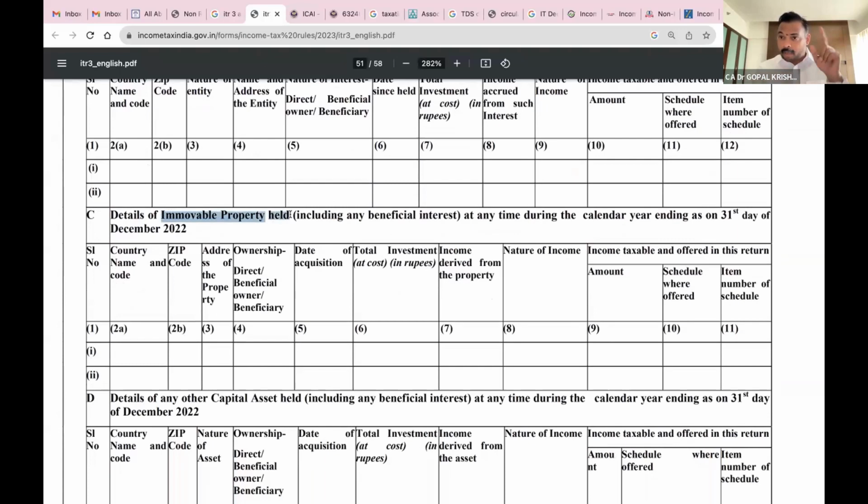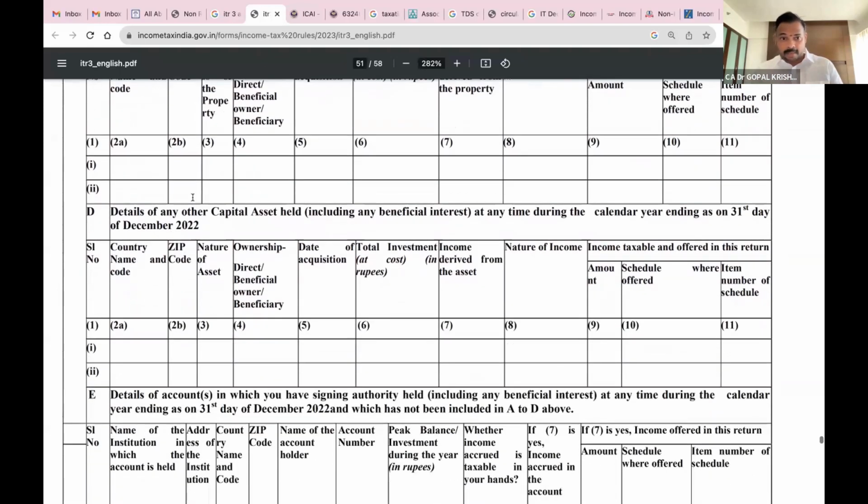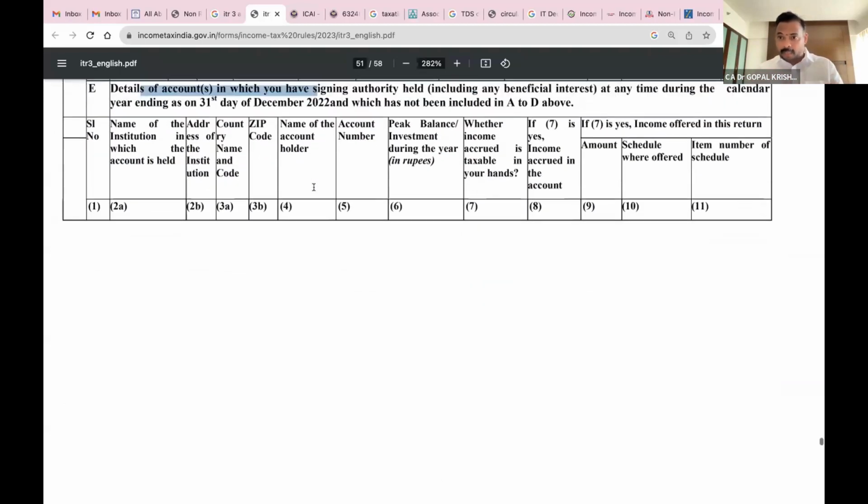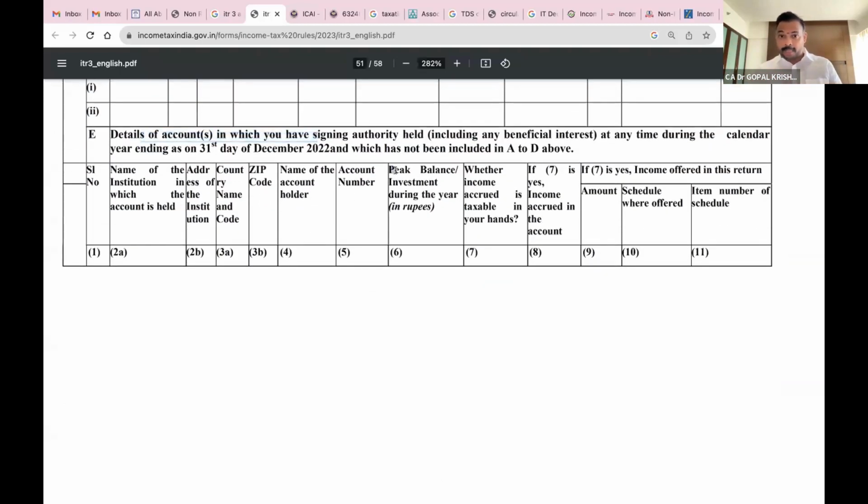If you have a property outside India and you are not the owner of the property, but you are the beneficial owner of the property, then you must give those details also. Any other capital asset, maybe gold, jewelry, bullion, movable assets, a vehicle, all those also have to be given. And the details of the bank account have to be given, even the peak balance.